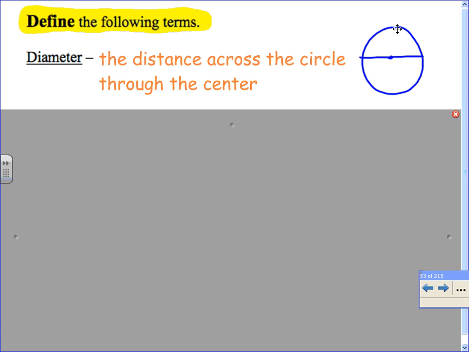Zach? Yeah, the chord looks just like it. It's still a segment that goes from one end of the circle to the other, but it does not go through the center. So, hey, a tire works, right? But I just wanted to see if you guys remembered what a chord was. Sean?